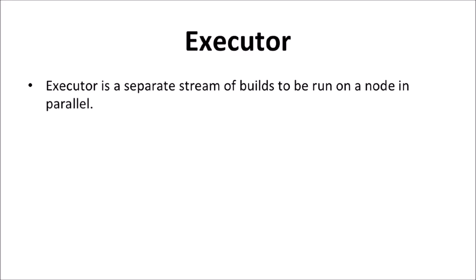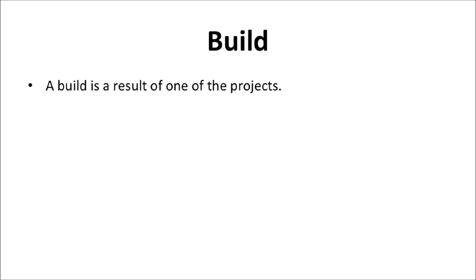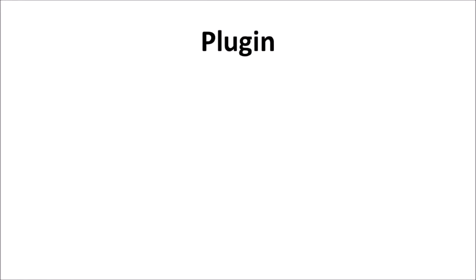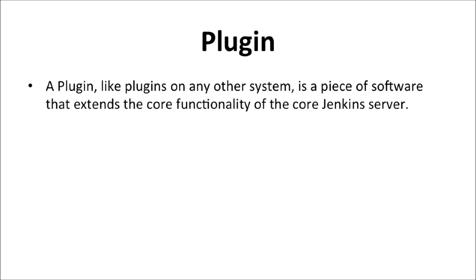Next is executor. Executor is a separate stream of builds to be run on a node in parallel. A node can have one or more executors. A build is a result of one of the projects. A plugin, like plugins on any other system, is a piece of software that extends the core functionality of the core Jenkins server.